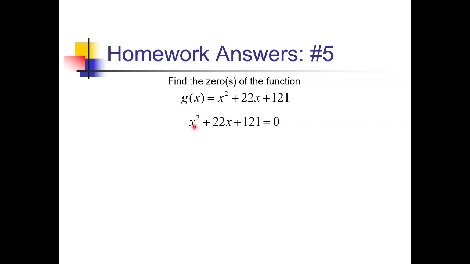So square root of x squared is x. Square root of 121 is 11. The middle term is positive, so this might be x plus 11 squared equals 0. But let me just double check. If I multiply the x and the 11 together and double it, that 2ab part of it, do I get 22? It turns out I do. So this is actually the correct factorization. Setting this equal to 0 now, we have just x equals negative 11, and that's just a double root, but we only have to write it once.